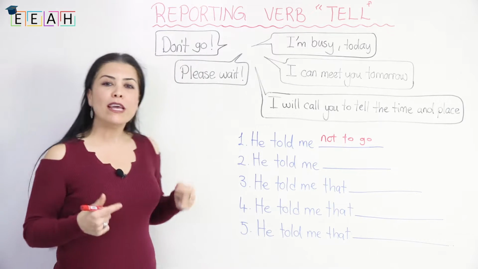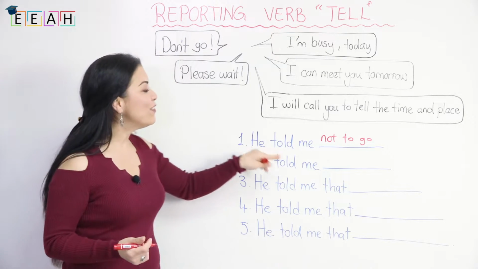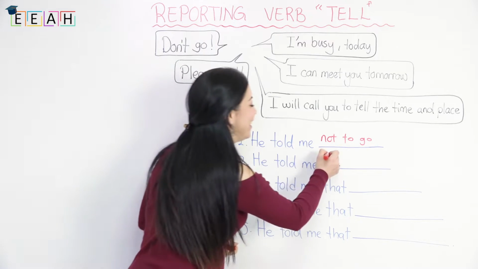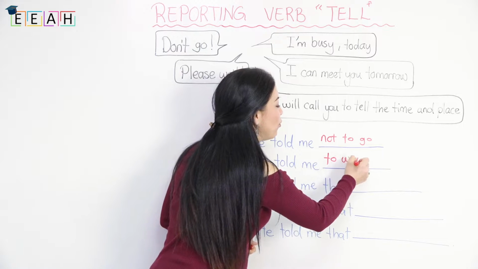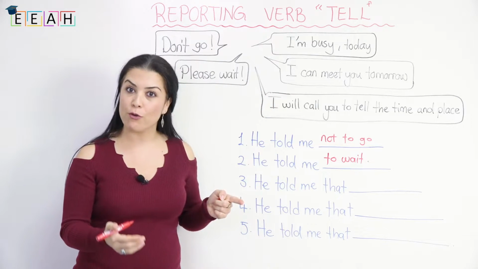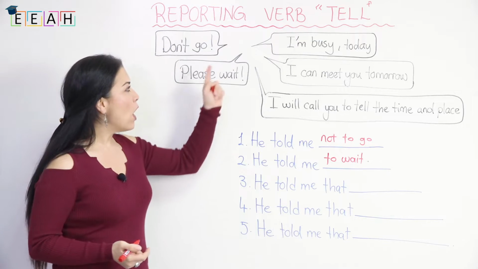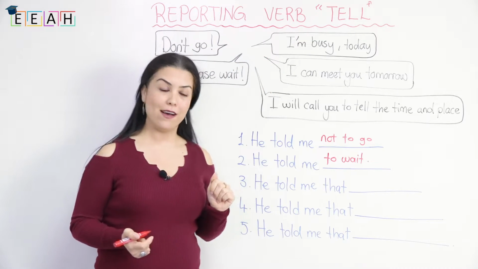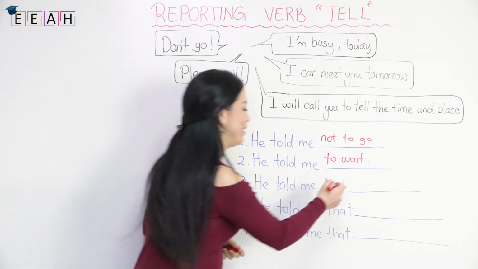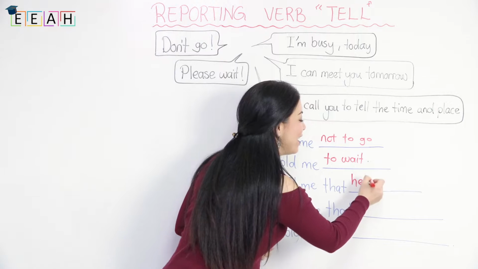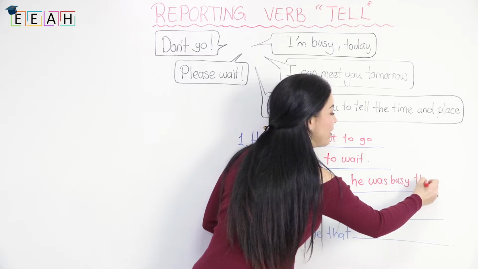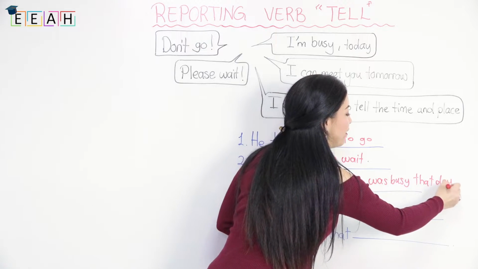Next one, please wait. He told me, what? He told me to wait. So this was an example for an imperative form again. Next, I'm busy today. So he told me, what? He told me that he was busy that day.